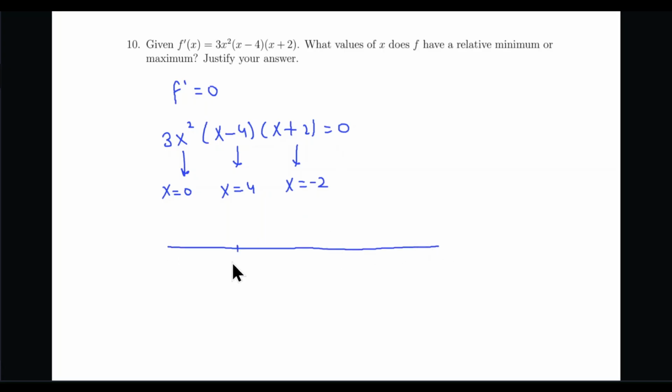Let's plot a number line. So this is -2, this is 0, this is 4. Anything greater than 4, let's call it 100. Remember, I'm using a first derivative test, so I'm going to put my numbers in the first derivative. Anything greater than 4, maybe 100, this is going to be positive.